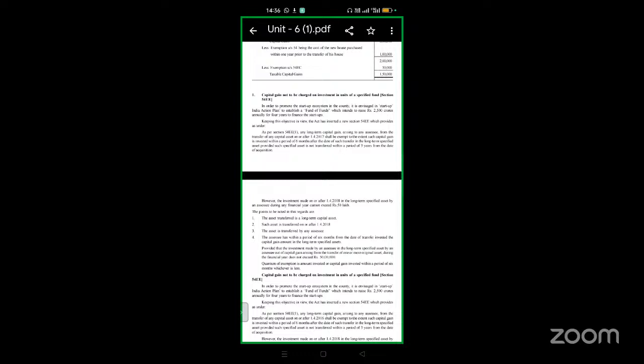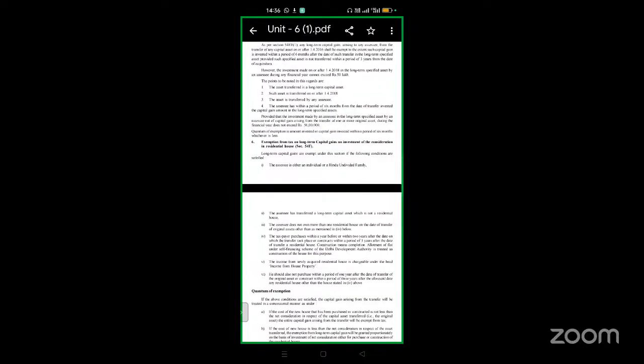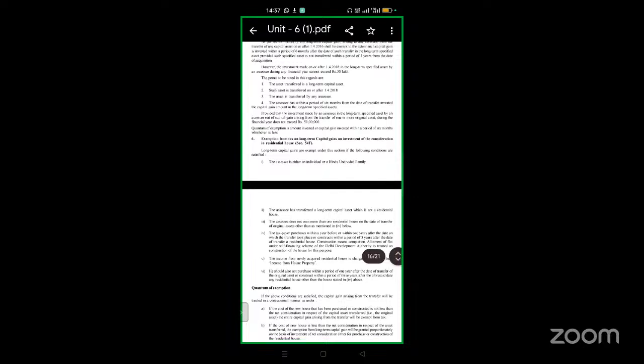Next is exemption from tax on long-term capital gains on investment in the construction of a residential house. It means whatever gain you received, if you invest it in a residential house, you'll get an exemption.